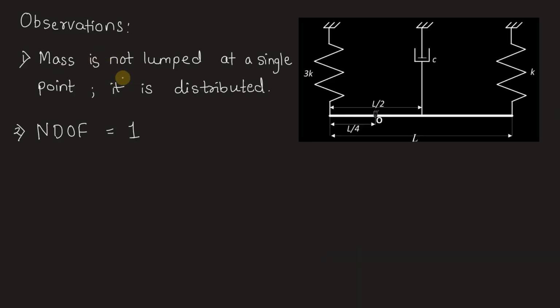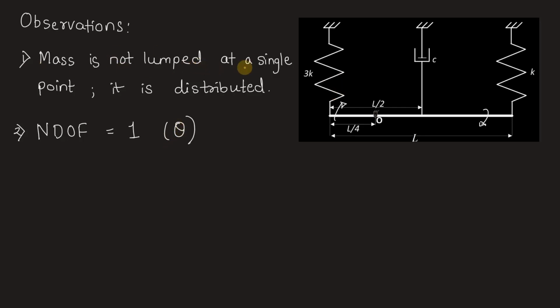From the given information, we know that as the rod has its mass distributed along the length L, mass is not actually lumped at a single point. So this is not a lumped mass system, but it is a distributed mass system. The second observation is that the number of degrees of freedom, NDOF, in the whole system is 1. That is, when this rigid bar rotates about point O, that is the 1 degree of freedom of the system, and that degree of freedom is theta.